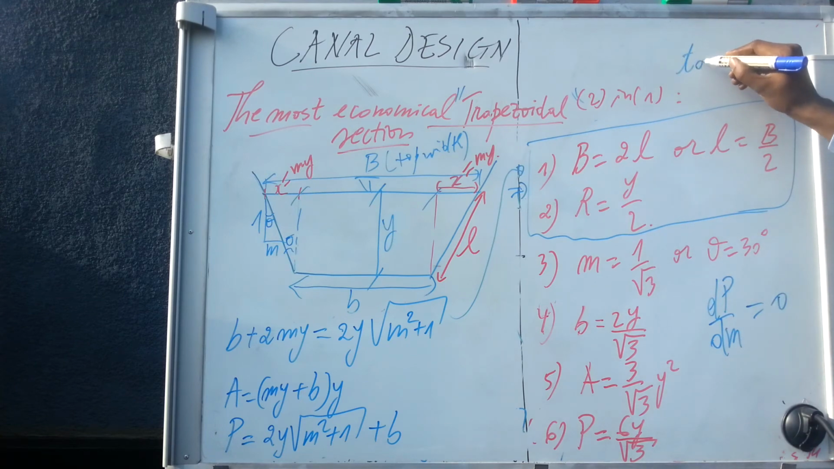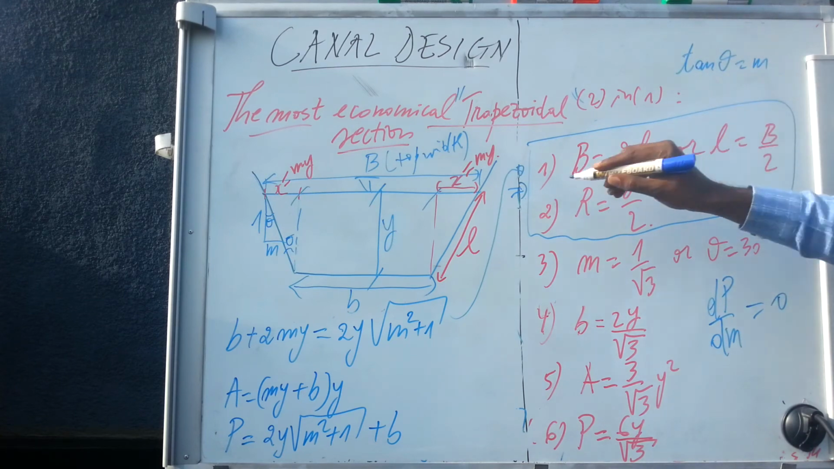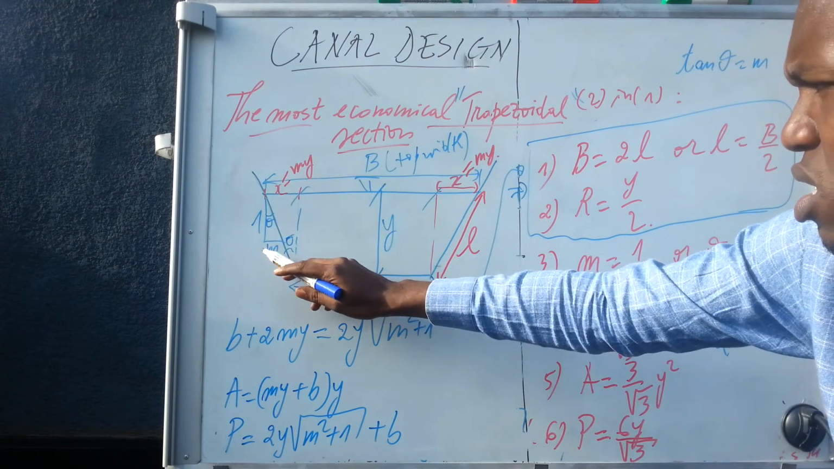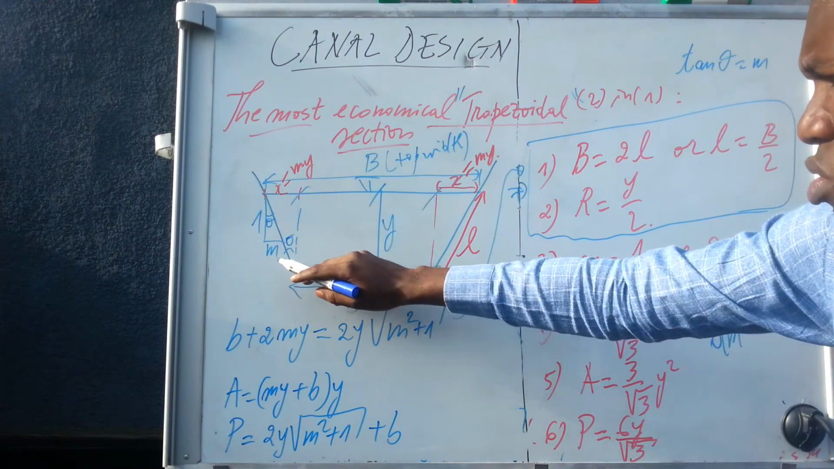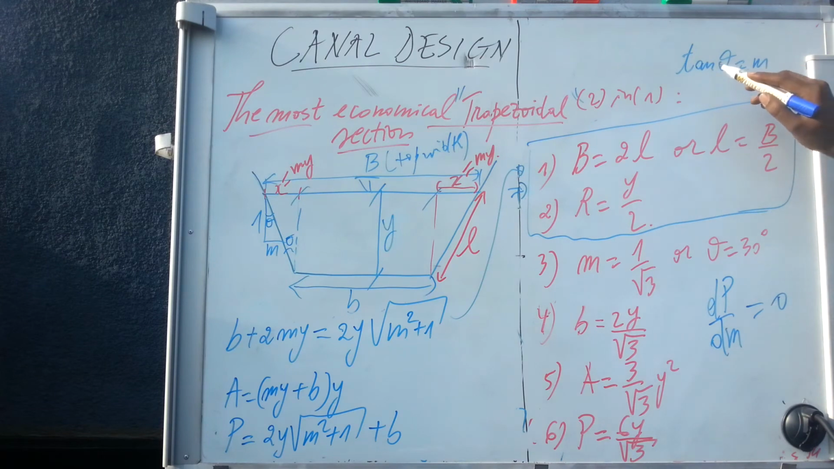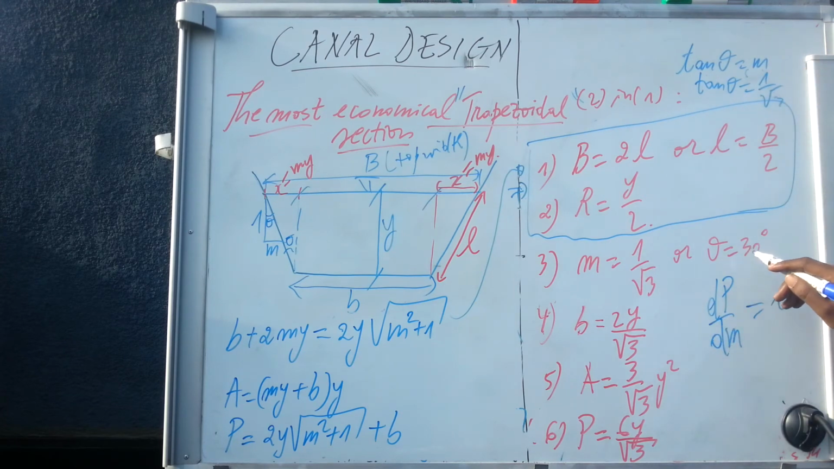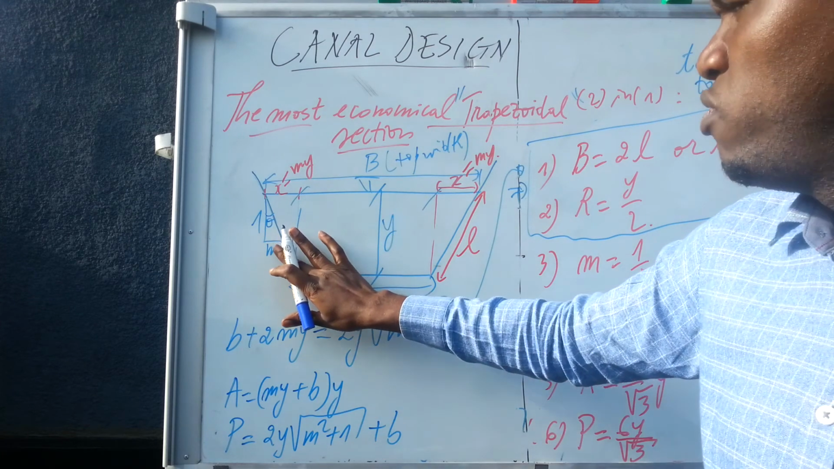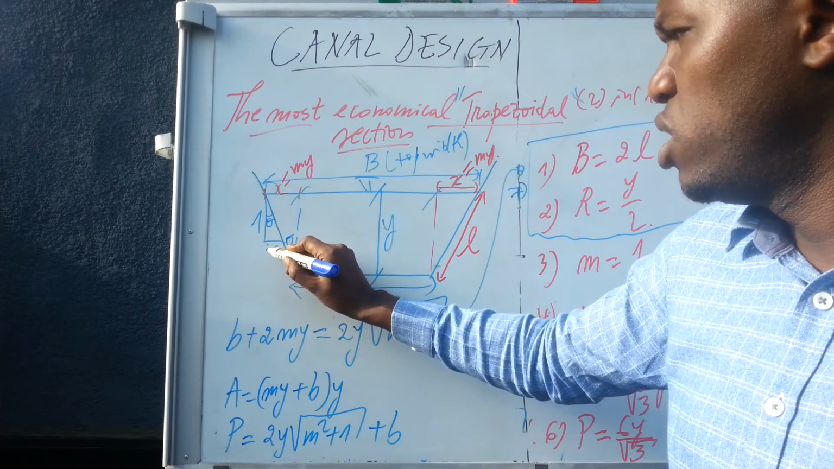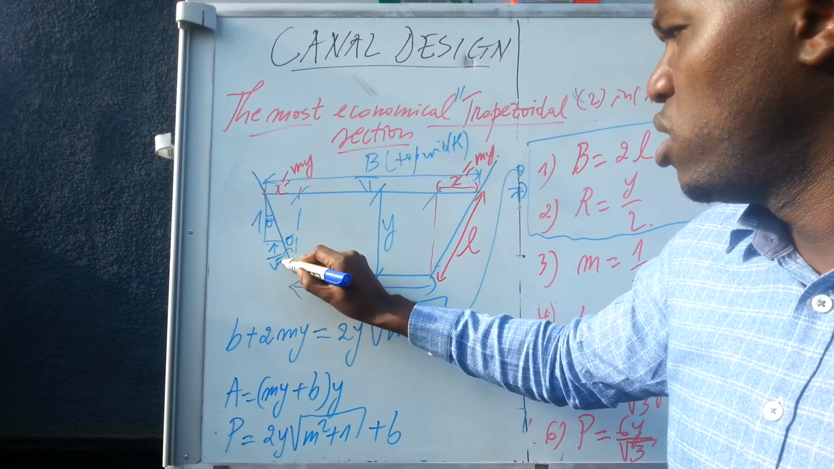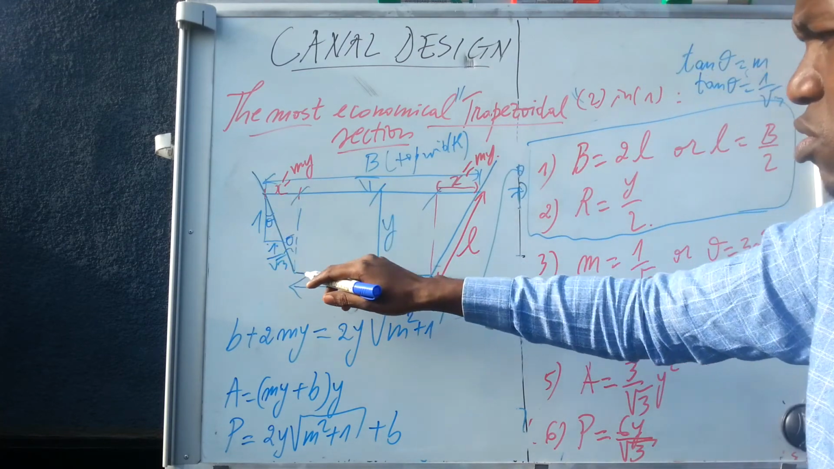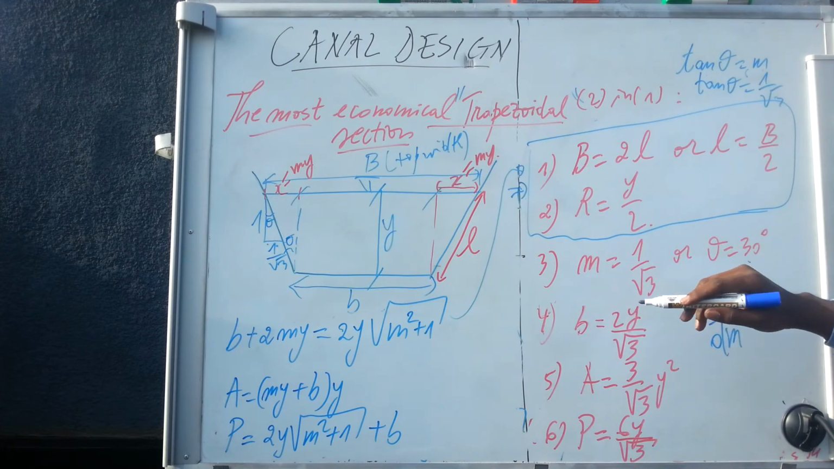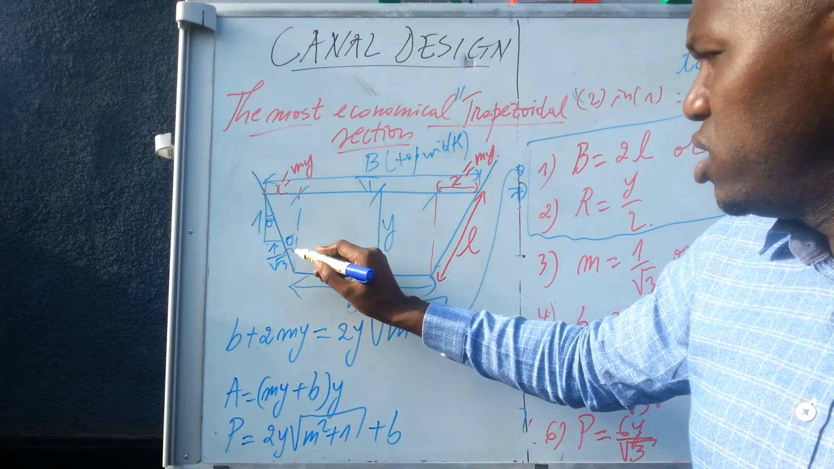Remember that we have seen that tan theta is equal to m. If you calculate this, tan theta is equal to m over 1, which is m. So tan theta is equal to 1 over square root of 3. If you continue, we get this angle. Meaning what? If you have a side slope of, let's say, 1 over square root of 3, if you move like that, you will end up having an angle of 30.